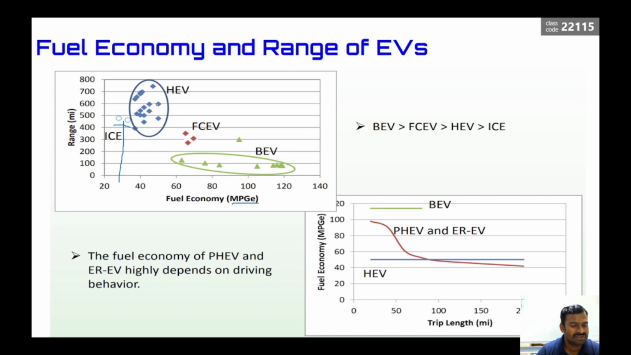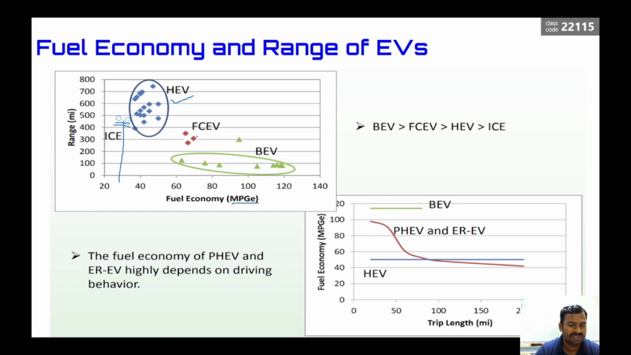For the HEVs, you can see here that the fuel economy is comparatively better, and the range is more compared to the IC engines. The range here is up to 400 to 500 kilometers. For hybrid electrical vehicles, since we have the battery as well as the fuel tank for running the car, the range can be extended, and the fuel economy is also better than the IC engine type.